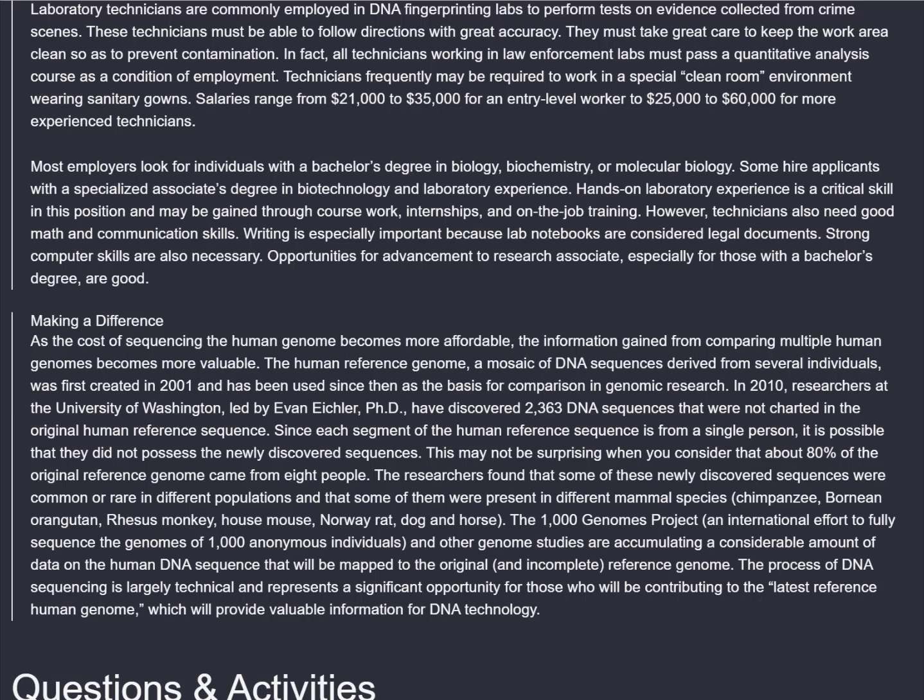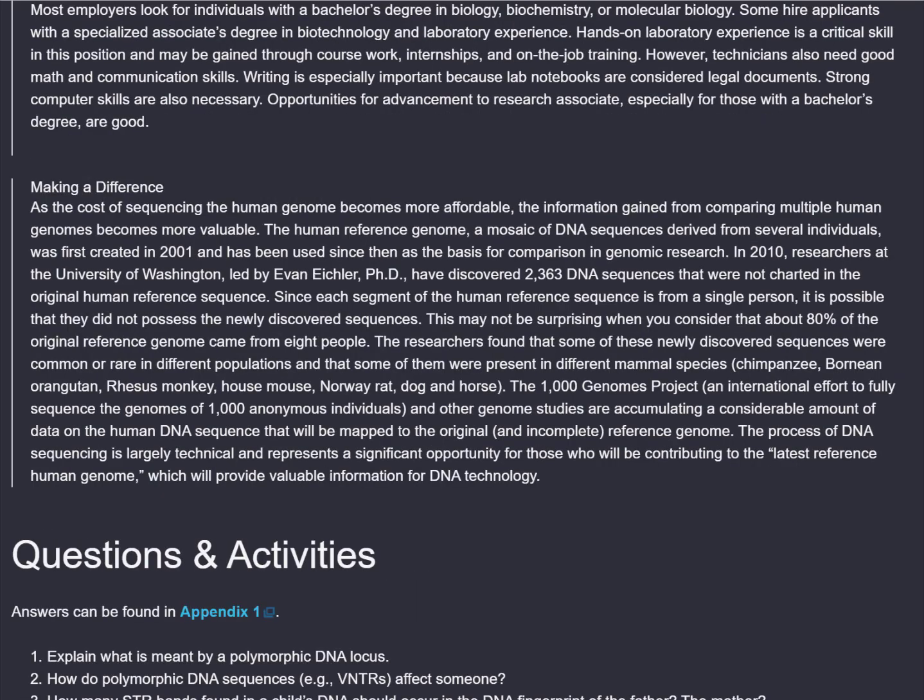Salaries range from $21,000 to $35,000 for an entry-level worker to $25,000 to $60,000 for more experienced technicians. Most employers look for individuals with a bachelor's degree in biology, biochemistry, or molecular biology. Some hire applicants with a specialized associate's degree in biotechnology and laboratory experience. Hands-on laboratory experience is a critical skill in this position and may be gained through coursework, internships, and on-the-job training.